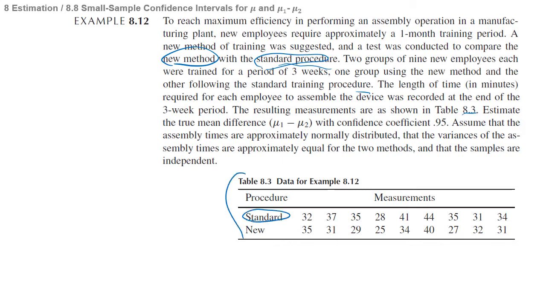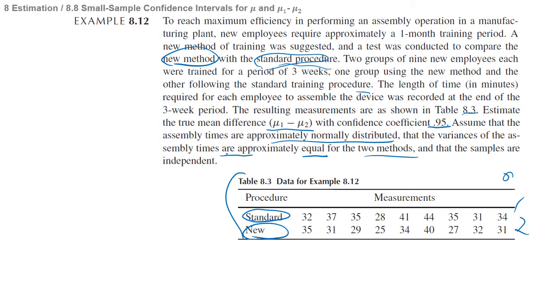So this is standard treatment and new training treatment. And estimate the true mean difference mu1 minus mu2 with confidence coefficient 0.95. Assume that the assembly times are approximately normally distributed, that the variances of the assembly times are approximately equal for the two methods, and that the samples are independent. Okay, so these samples are independent and they each follow normal distribution, and they have a common variance.